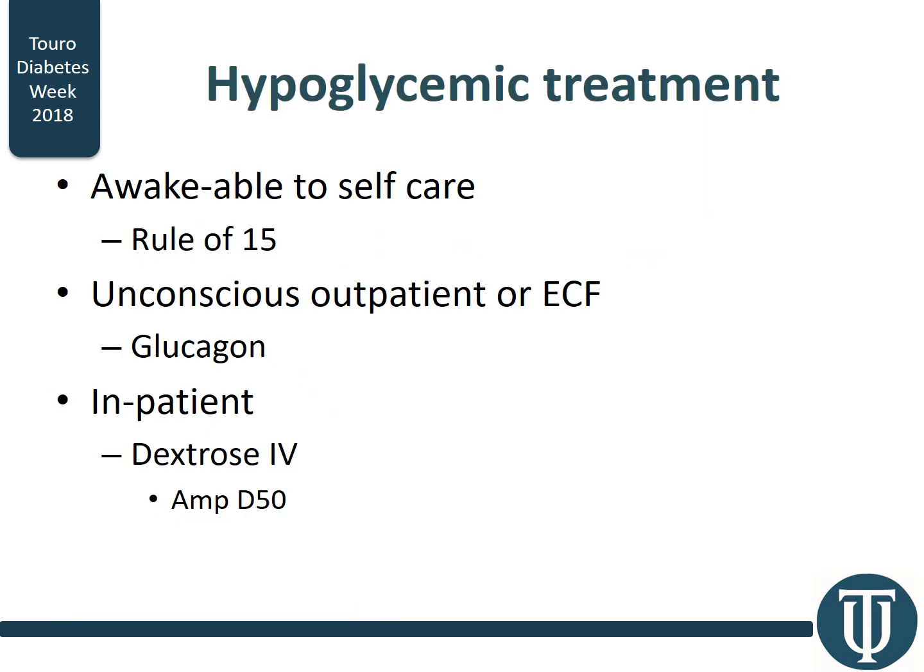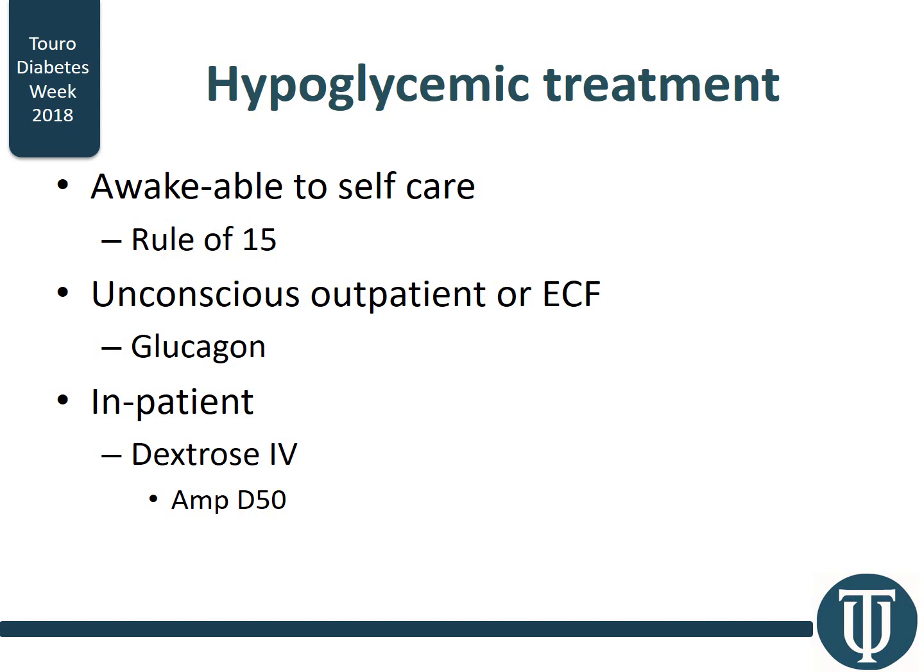So when we look at the treatment of hypoglycemia, it's important to know what environment they are in and how low the glucose is. If someone has a hypoglycemic episode and they're able to take care of themselves, they're able to check their glucose and eat something, we use the rule of 15s, which is 15 grams of carbohydrates and recheck in 15 minutes, and I'll highlight that a little bit more.